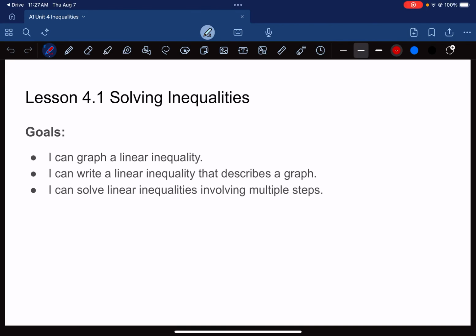This is lesson 4.1 in Algebra 1 on solving inequalities. So we did a solving equations unit, and we're going to find a lot of the same skills apply when we solve inequalities. So today, you'll be able to graph a linear inequality, write a linear inequality that describes a graph, and then solve linear inequalities involving multiple steps. So those are our three goals for this lesson.